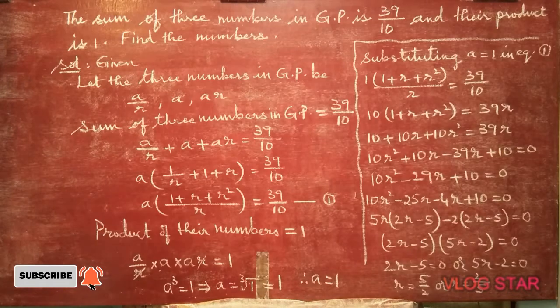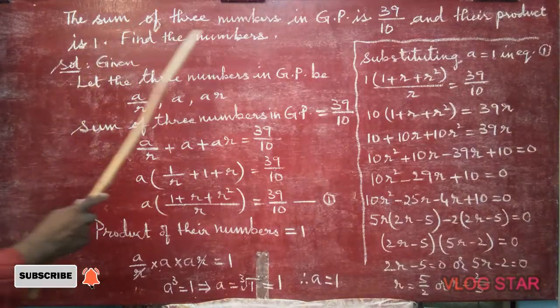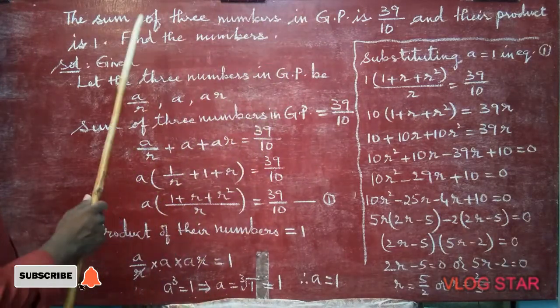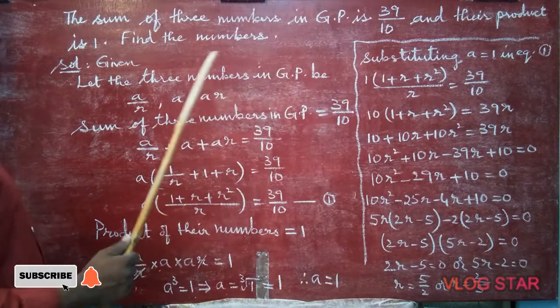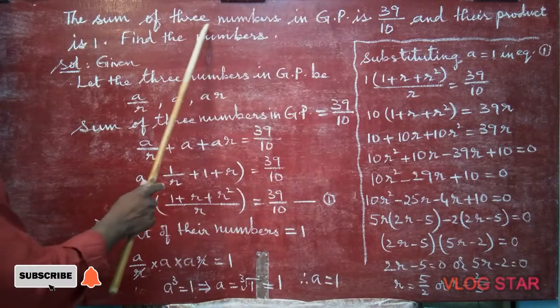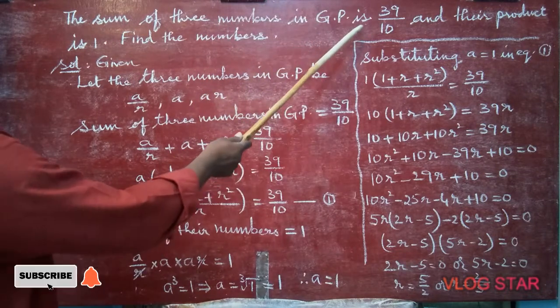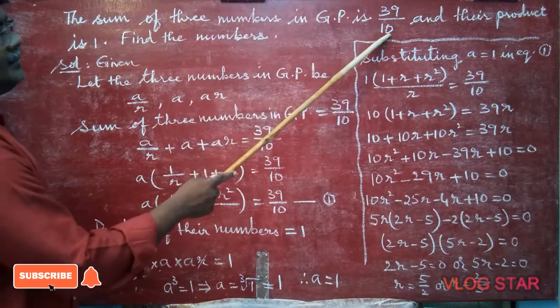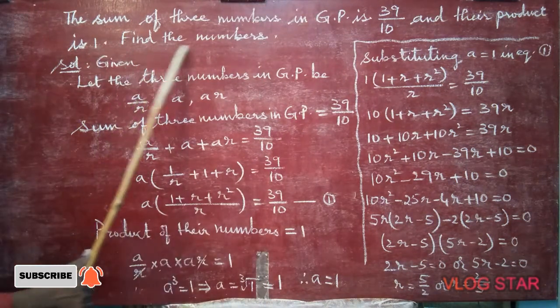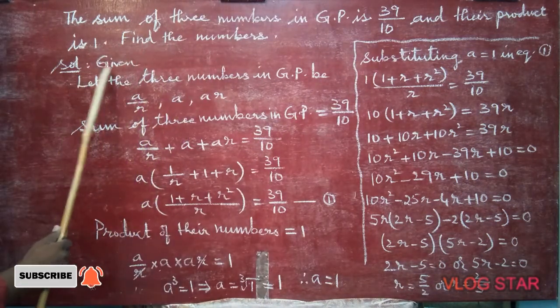This is an important problem. It is there in your textbook as an example, but I want to explain it to you personally so that you can understand this problem easily. The sum of three numbers in GP is 39/10 and their product is 1. Find the numbers. Solution given.